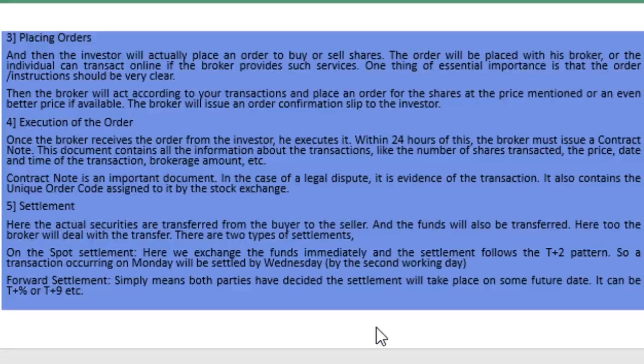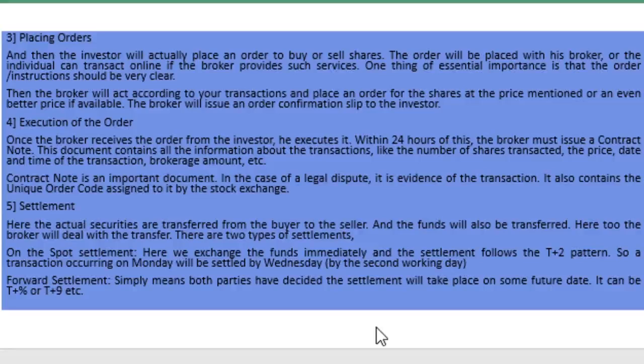The contract note is an important document. In the case of legal disputes, it is evidence of the transaction. It also contains the unique order code assigned to it by the stock exchange. Then another one is settlement. Here the next step is the settlement.